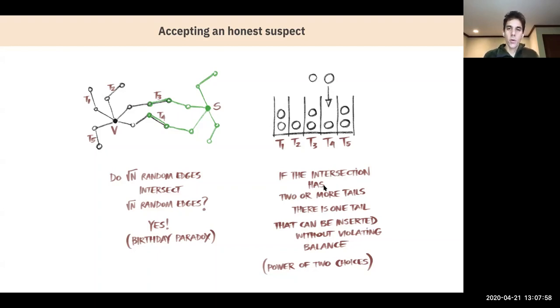So this is essentially the proof that honest nodes will accept each other, and that because of the large intersection, the verifier is always going to be able to find at least one of the intersecting tails appropriate to increment a counter without violating the balance condition. Make sense so far a bit?